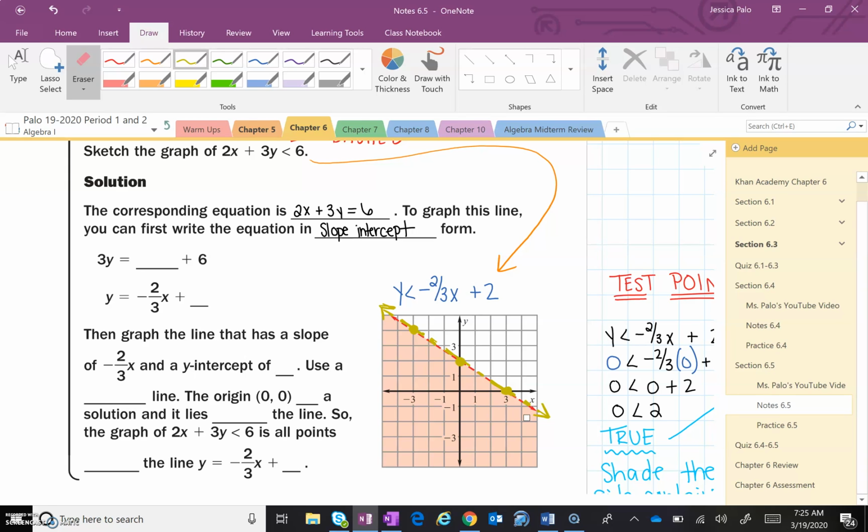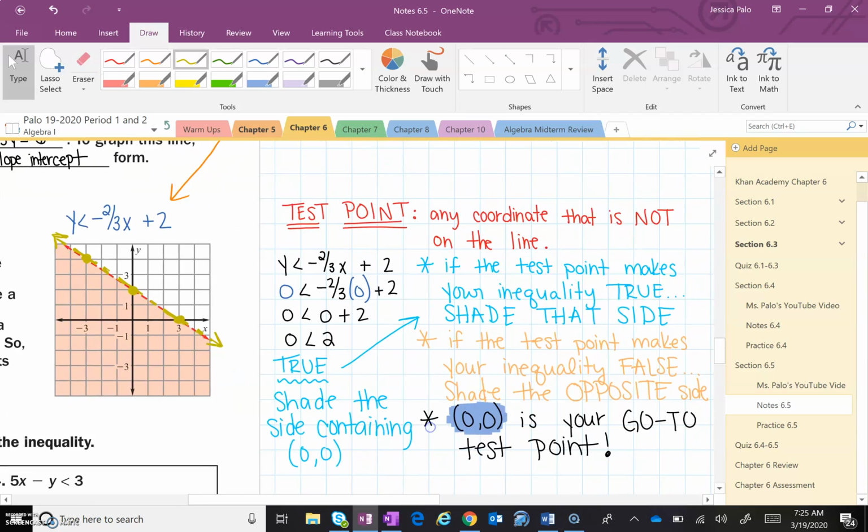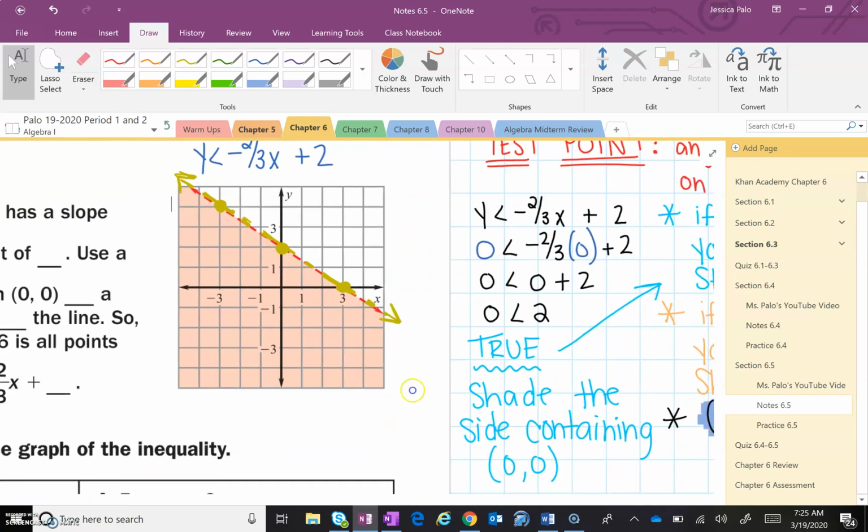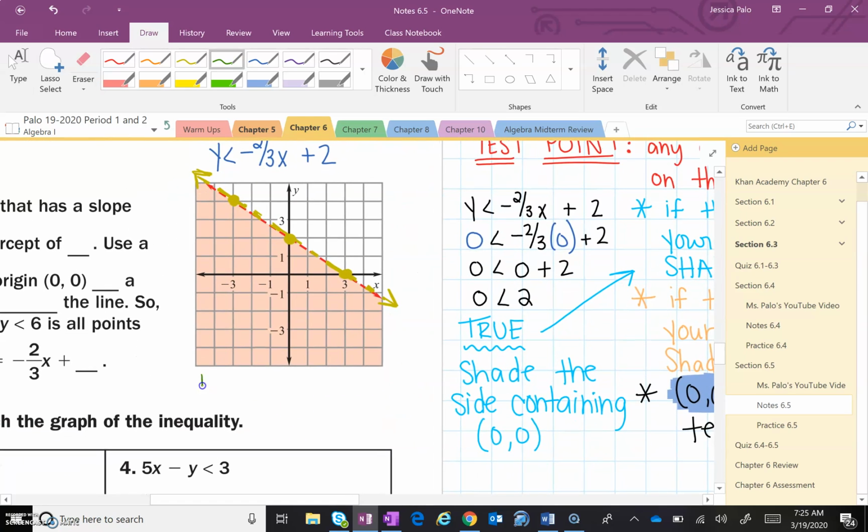Now for the test point. There is a whole explanation over here already for you about the test point. Remember, the test point is any coordinate that is not on the line. So right now, 0, 0 right here is definitely not on the line. So we are just going to use the coordinate 0, 0. My test point is going to be 0, 0.